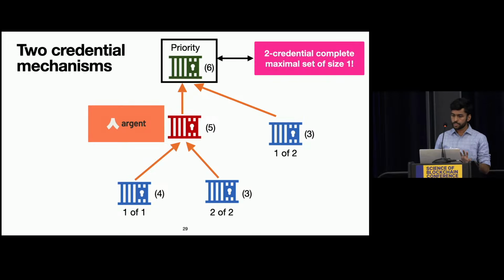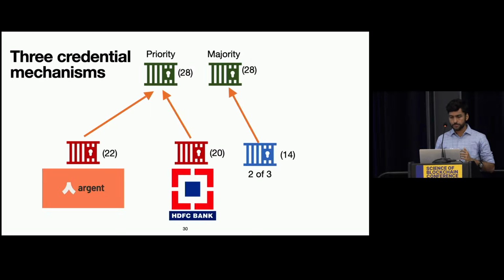As far as the 2-credential mechanisms are concerned, we have a result showing that the complete maximal set of 2-credential mechanisms is actually of size 1. It just has the priority mechanism. This basically means that if you ever want to deploy a 2-credential mechanism, the priority mechanism is your go-to, and that's it. The situation for 3 credentials is way more complicated or interesting, depending on how you want to look at it.